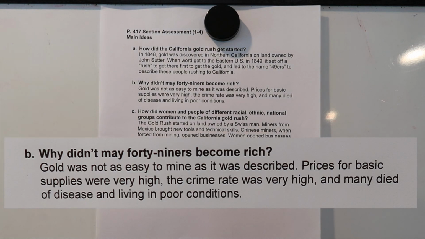Letter B asks the question, why didn't many 49ers become rich? Gold was not as easy to mine as it was described. Prices for basic supplies were very high, the crime rate was very high, and many died of disease and living in poor conditions. So the vast majority of 49ers did not become rich from gold mining, although some people did become rich by selling supplies.